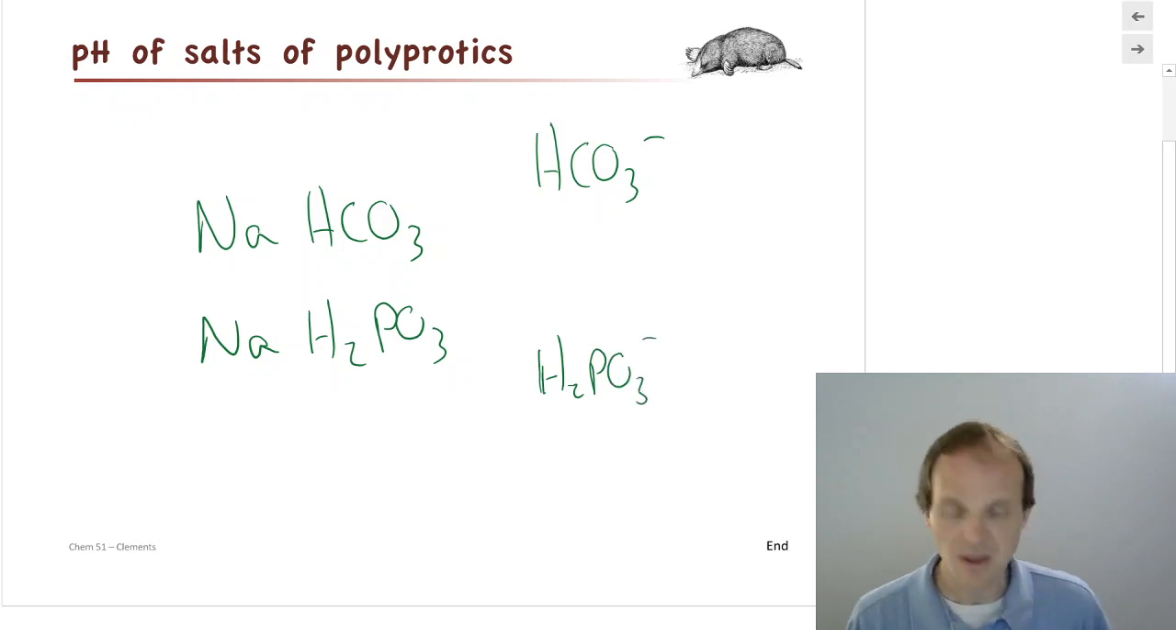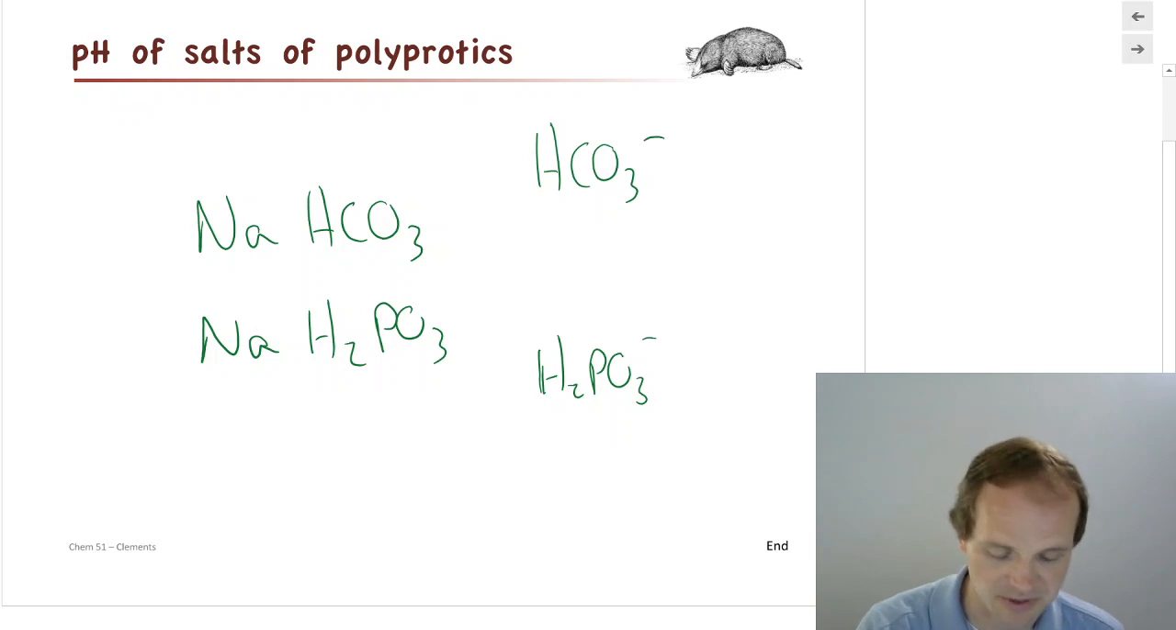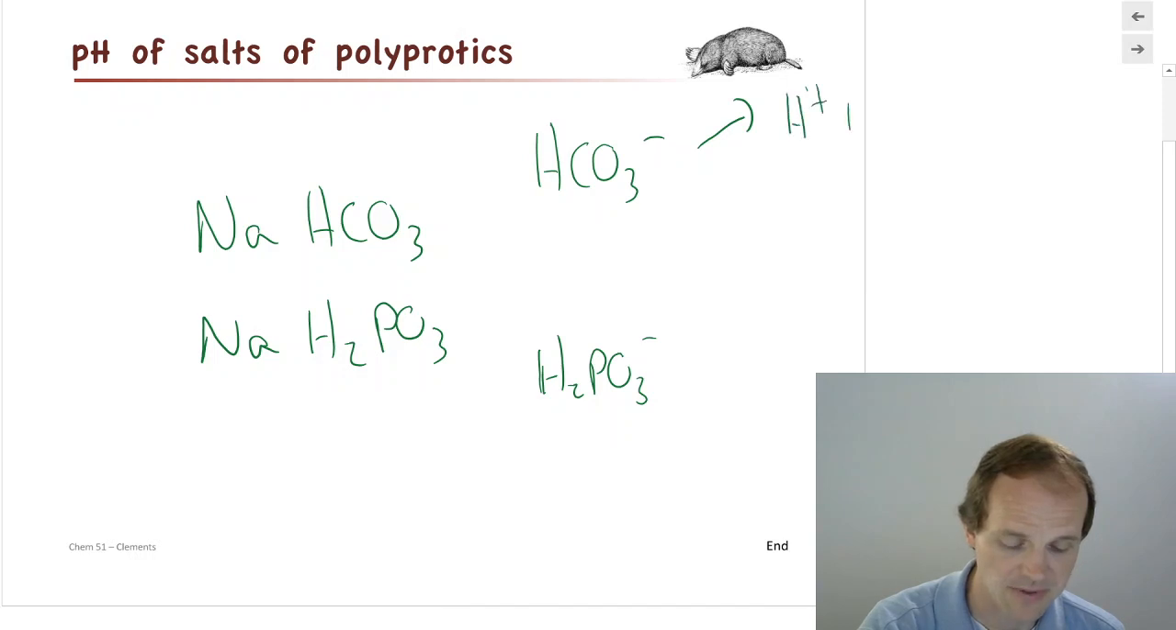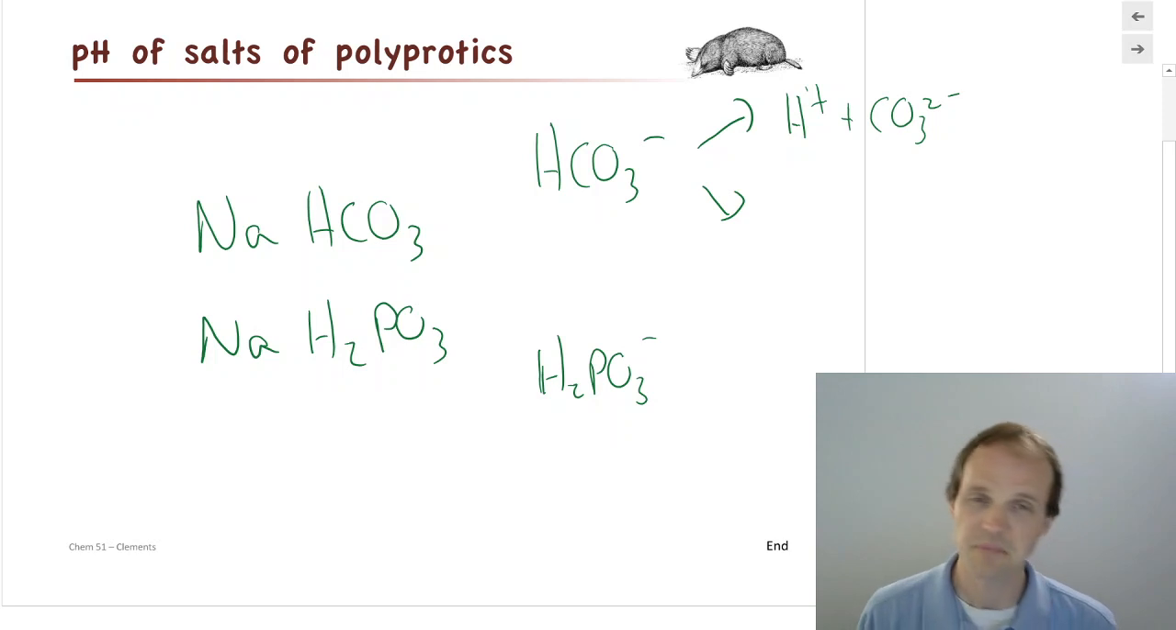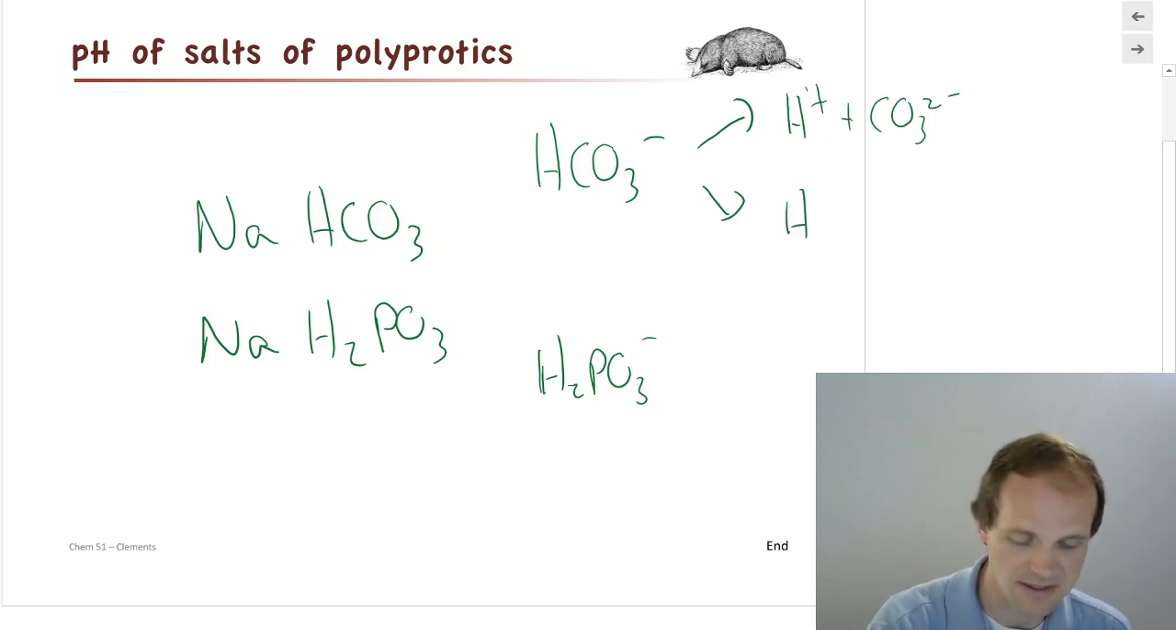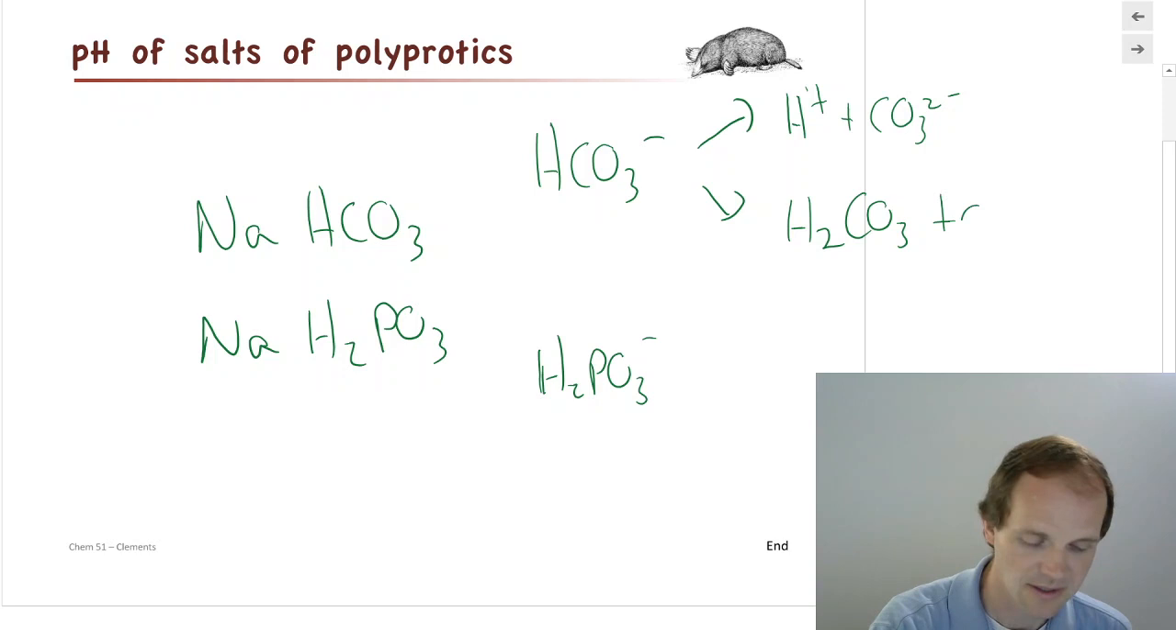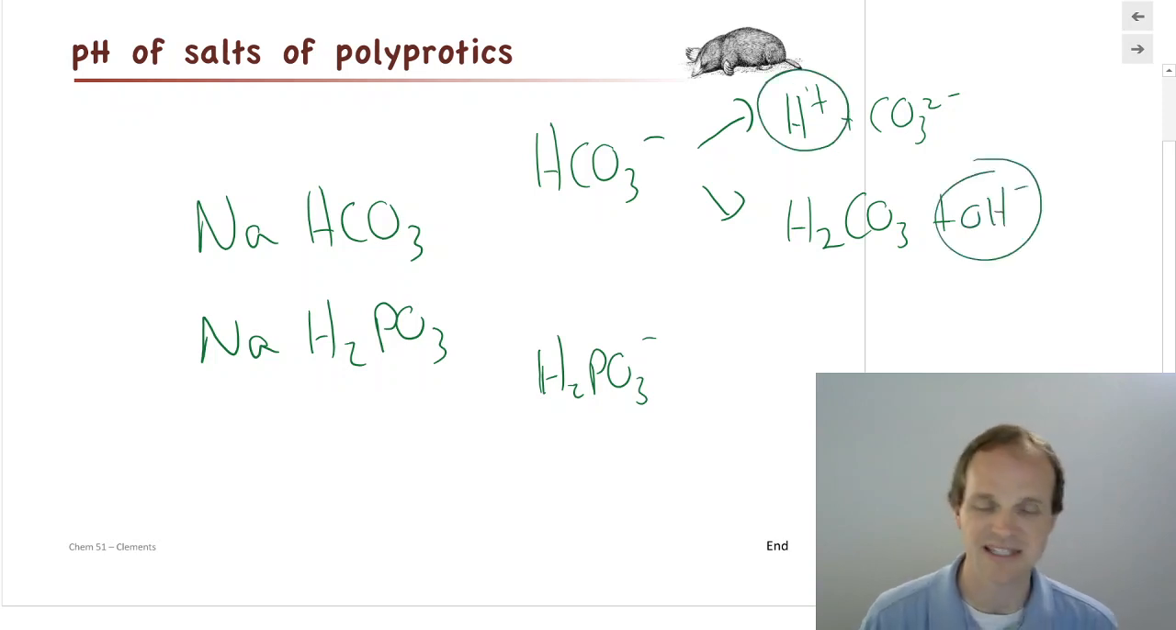Okay? But we know from experience that HCO3- can fall apart to form H+ plus CO3 2-. We've seen examples of that. But is it also not inconceivable that it would take H+, reacting with water, and form H2CO3 and OH-? So we've got one path where it looks like it's going to be acidic, and one path where it looks like it's going to be basic.